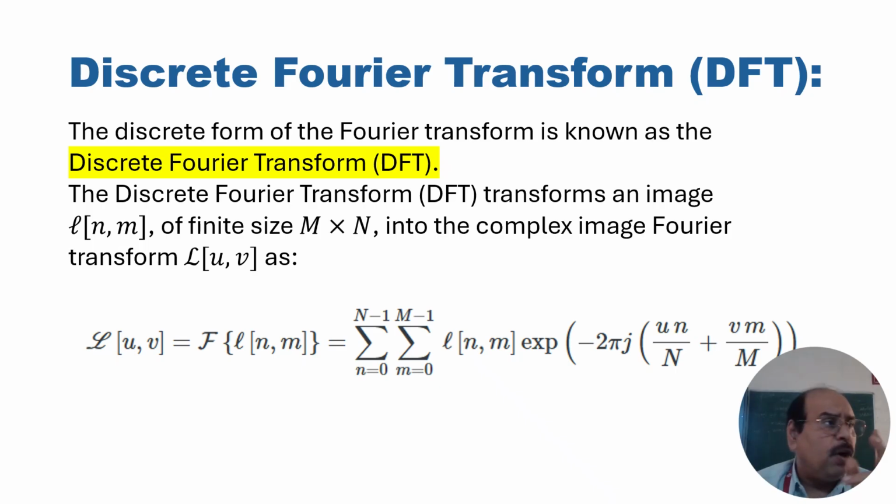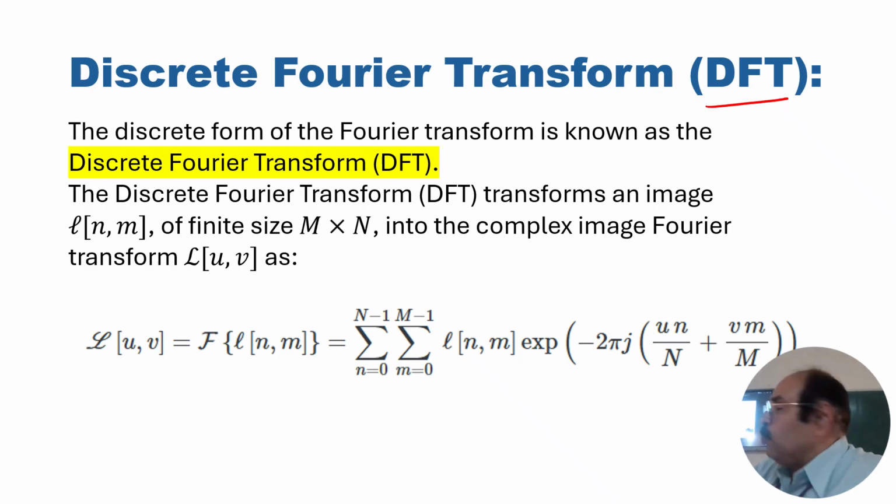So there are two types of Fourier transform which we can cover in our syllabus, or which are required for our computer vision applications. The first one is the Discrete Fourier Transform, DFT. The Fourier transform has two types, one is continuous and the other is discrete.